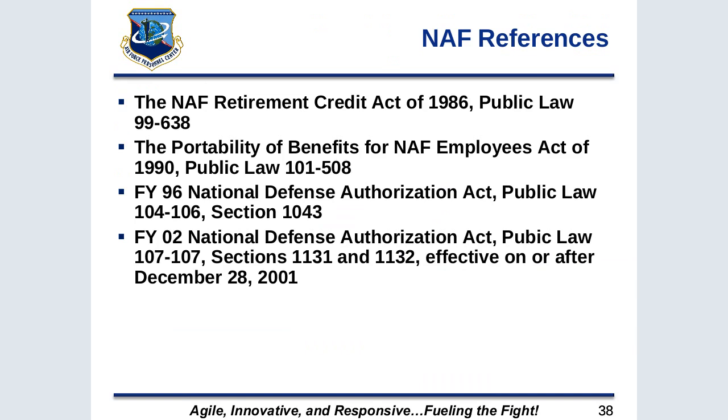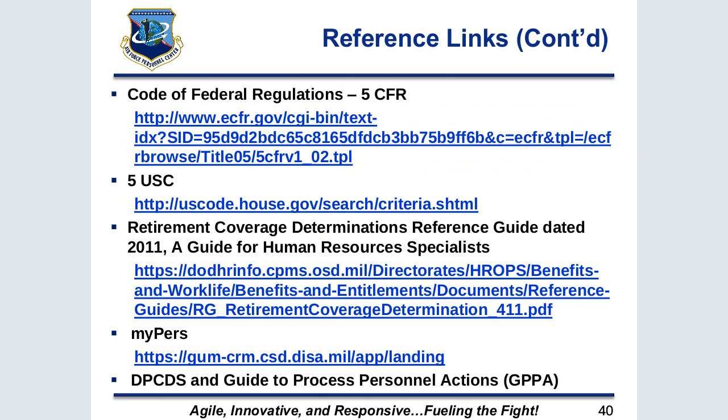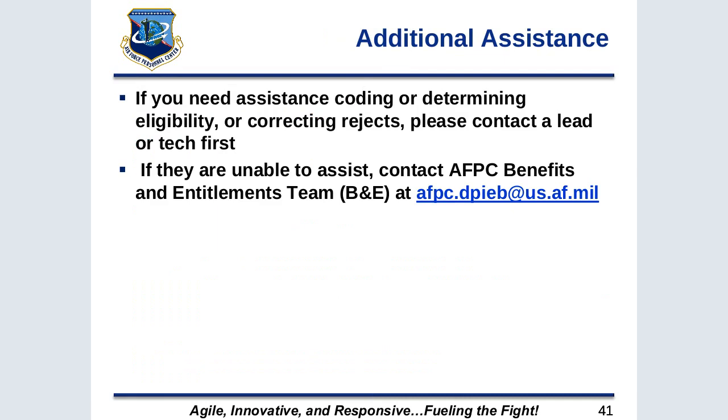Here are some NAF references for your review. And here we have some links. We have the OPM retirement website, the CSRS and FERS handbook, and the OPM benefits administration letters. And here are some more links to the Code of Federal Regulations, our 5 CFR, and our 5 USC, United States Code. Also, the Retirement Coverage Determinations Retirement Guide, dated 2011, a guide for human resource specialists.